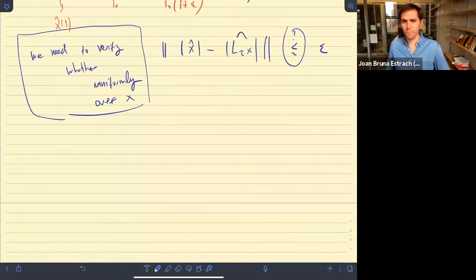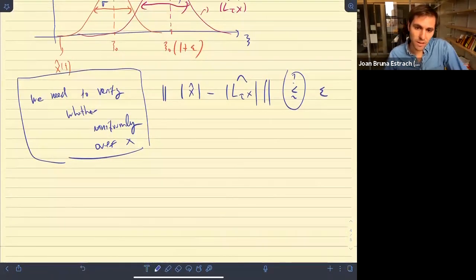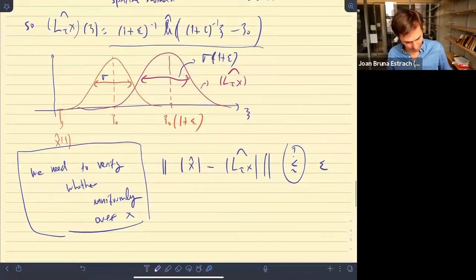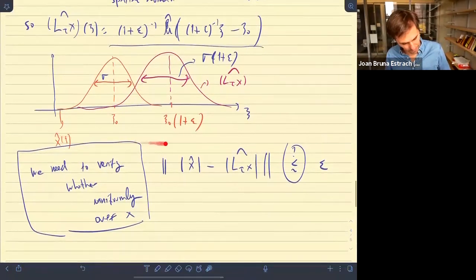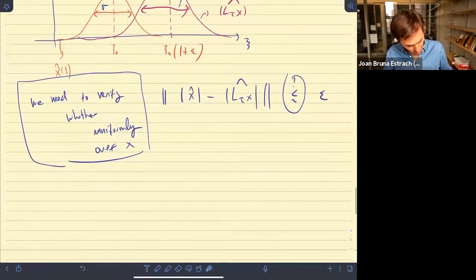Okay, so what I mean here is that now we need to verify whether this is true independently of the choice of the function X in our model. And this has to be small with respect to epsilon. But let's look at this diagram here. If you look at this picture, what happens when these two signals with these two windows are nearly disjoint? Well, that's a problem, right?